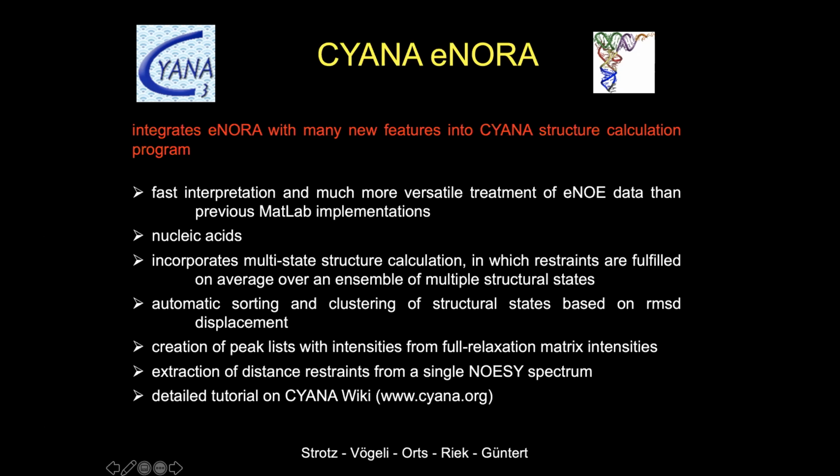Then we have a new feature where we extract distance restraints from a single NOESY. You remember I said that we measure a series of NOESYs with different mixing times. You can use our initial approach with just one NOESY. Why? Because we fit the diagonal decay, and to fit the decay, you need at least 2 points. So we have a simplified approach. It's not as precise as the normal approach, but you can just measure one NOESY, which saves a lot of time. Typically it will save about 80% of the measurement time.